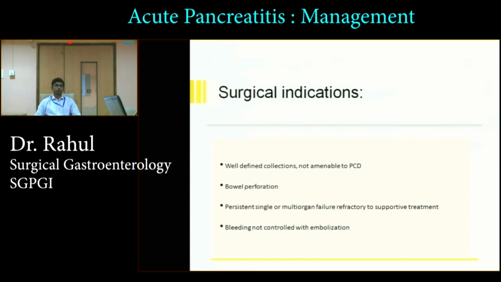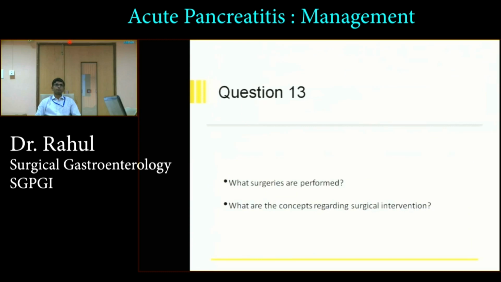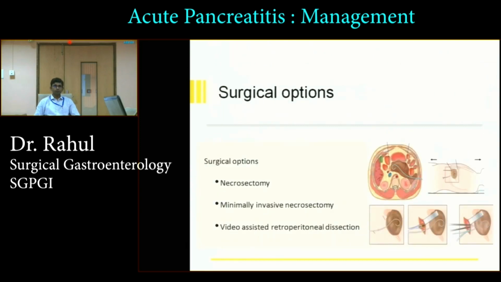And patients with bleeding which is uncontrolled even with embolization, then we may consider exploration and packing. Next. Question 13 is what surgeries are performed and what are the concepts regarding surgical intervention. Next.